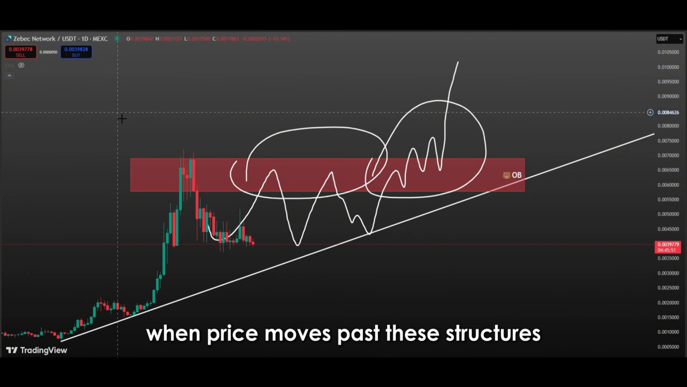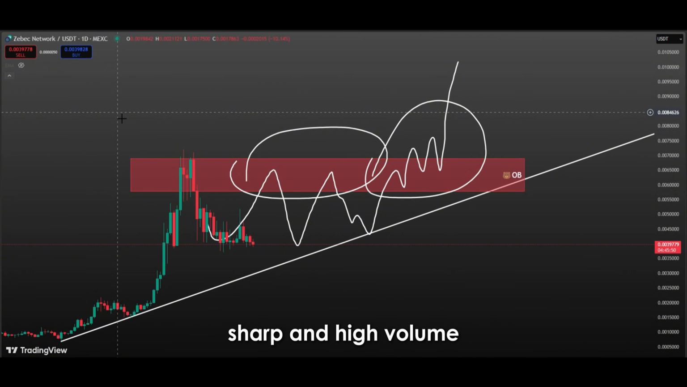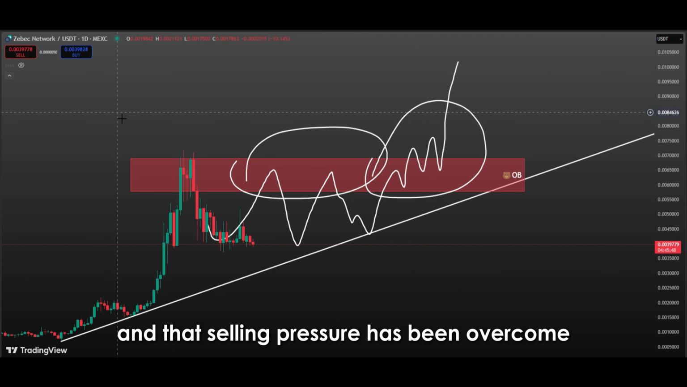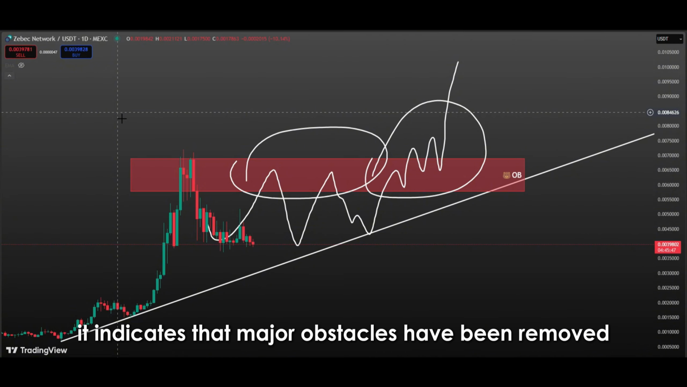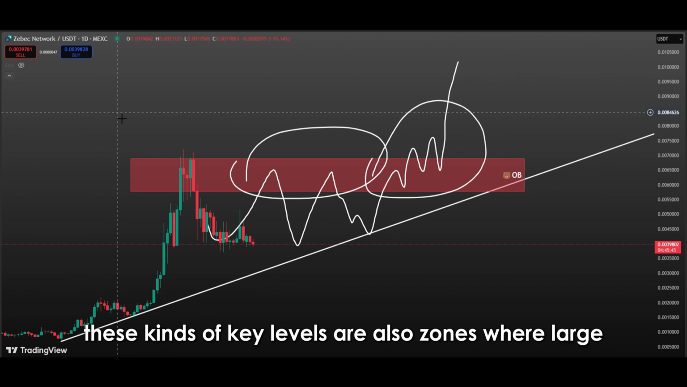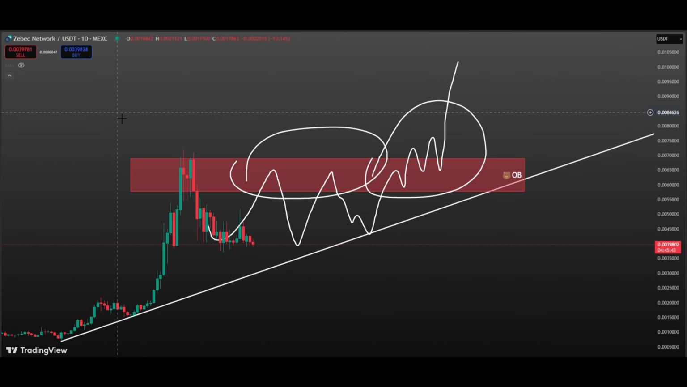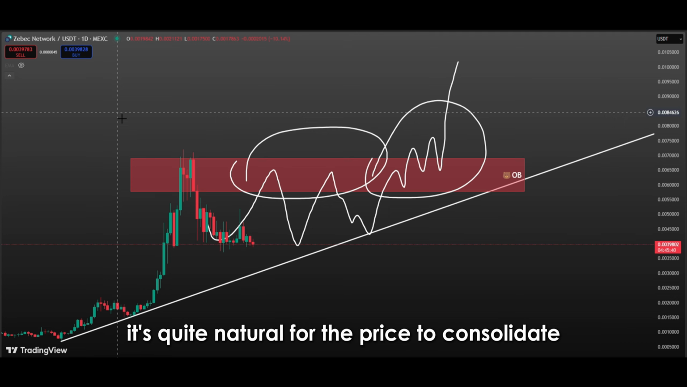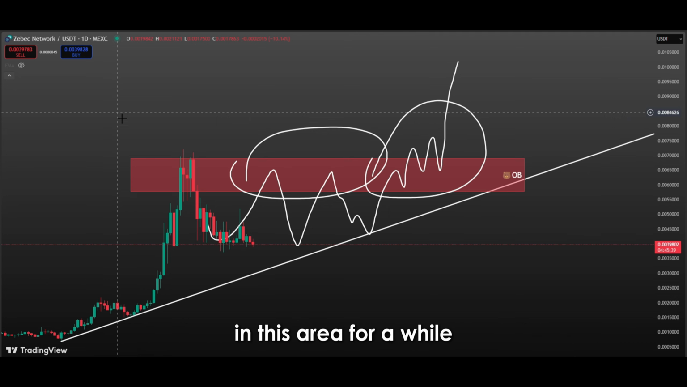When price moves past these structures, sharp and high-volume upward movements are often observed. This shows that buyers have taken control of the market and that selling pressure has been overcome. It indicates that major obstacles have been removed and higher targets are now in play. These kinds of key levels are also zones where large investors restructure their positions, hedge funds activate strategies, and algorithmic systems engage. Therefore, it's quite natural for the price to consolidate in this area for a while.